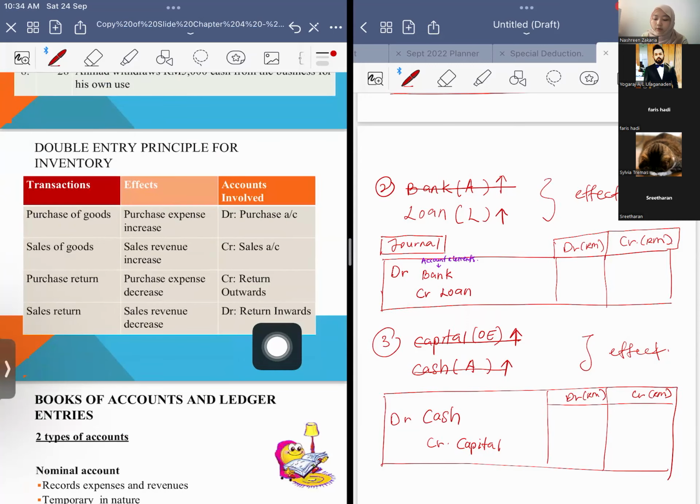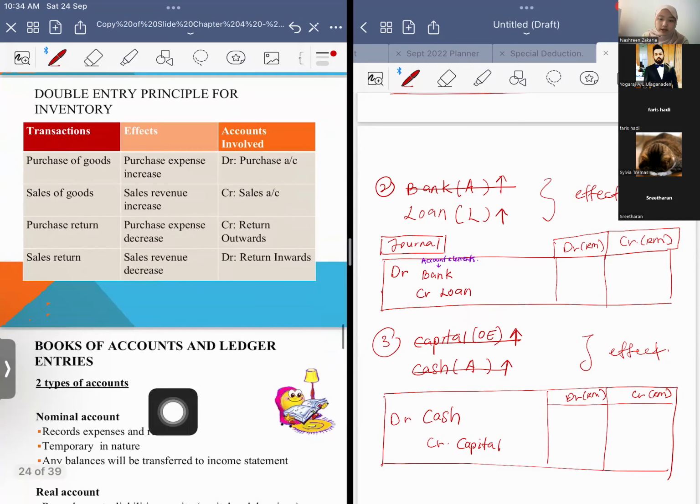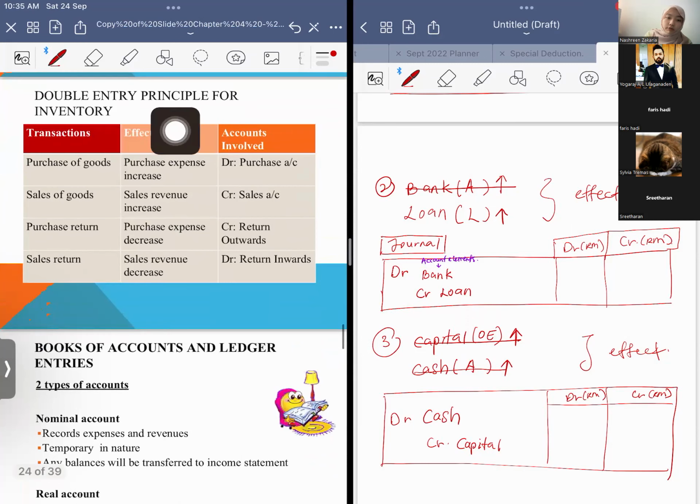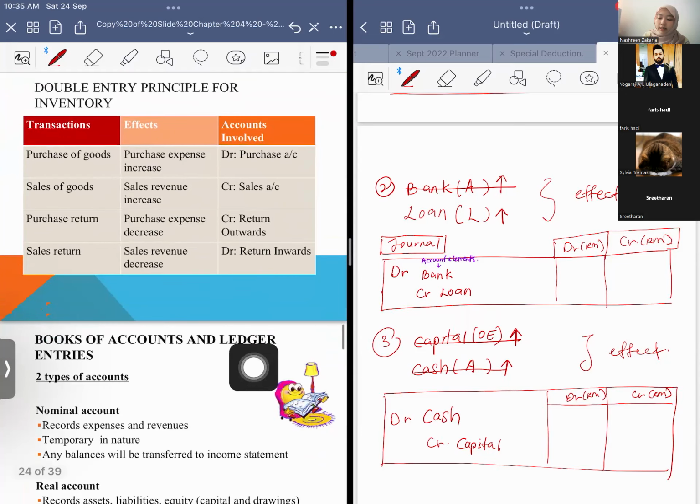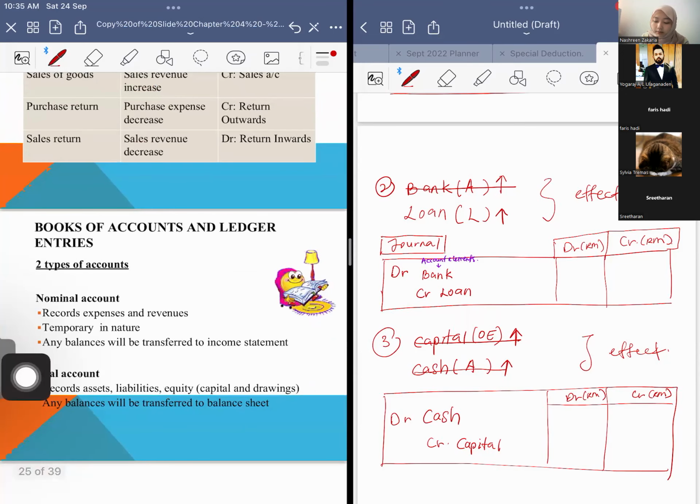Next class, we will look at the ledger, and also double entry for inventory, which is just a little. After that, we look at the ledger, which is the T accounts. So next week we can't, because next week is a quiz, so we can't go into the ledger. Another week.